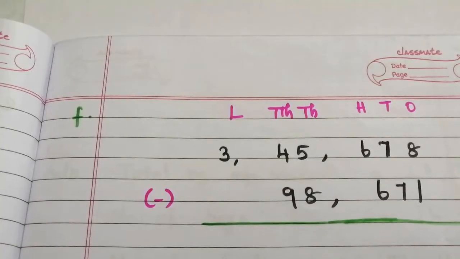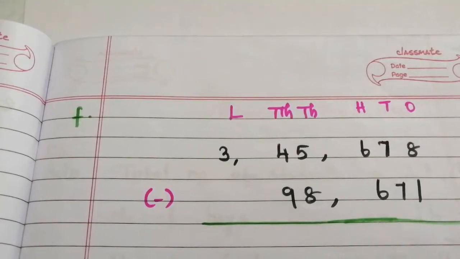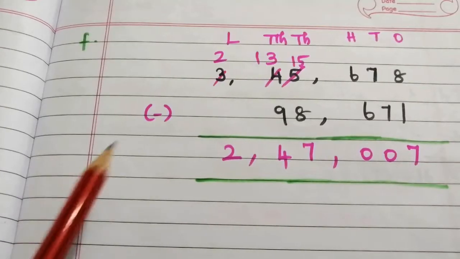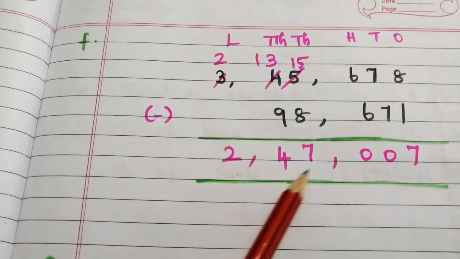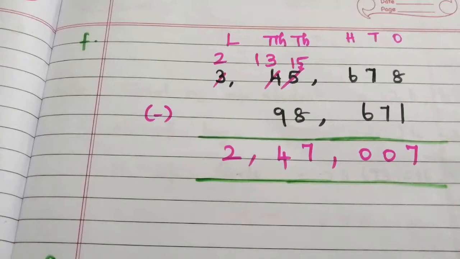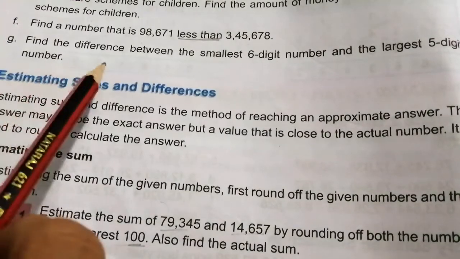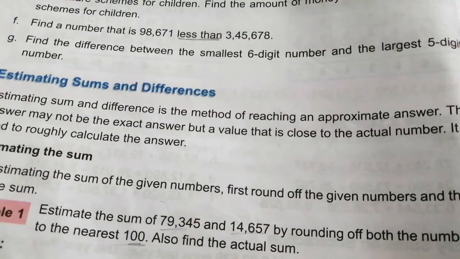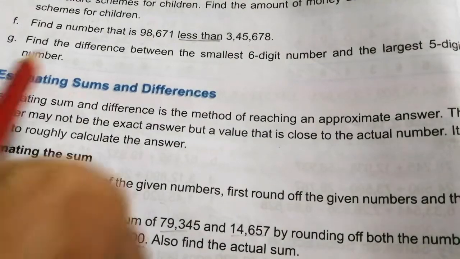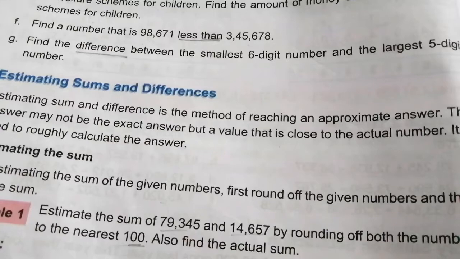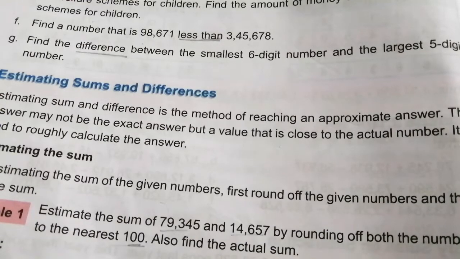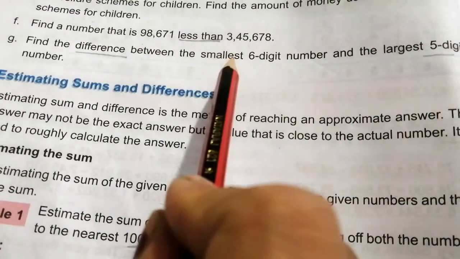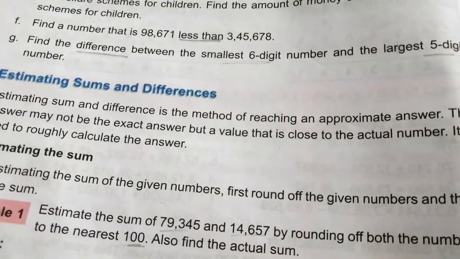First we have to write the given two numbers vertically, then start the subtraction operation from ones place. So after the subtraction operation we get 2,47,007. And problem G, find the difference between the smallest 6-digit number and the largest 5-digit number. Here difference is the keyword for subtraction. So we have to subtract this from this.